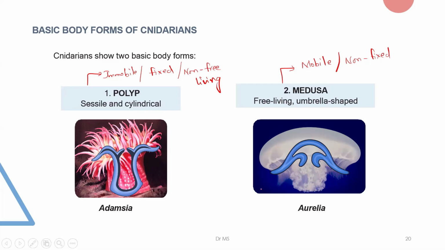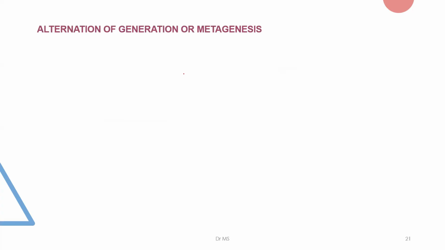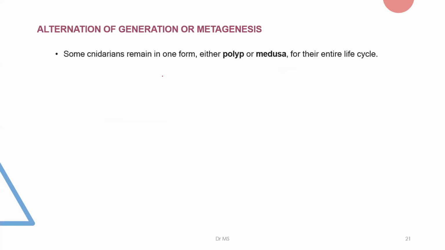There is another interesting thing, which we call alternation of generations or metagenesis. So what happens here? Some cnidarians remain in one form. If you take one generation of any cnidarian, it will either show the polyp form, or it will show the complete generation in the form of medusa. So one complete generation will be either the polyp form or medusa for the entire life cycle.